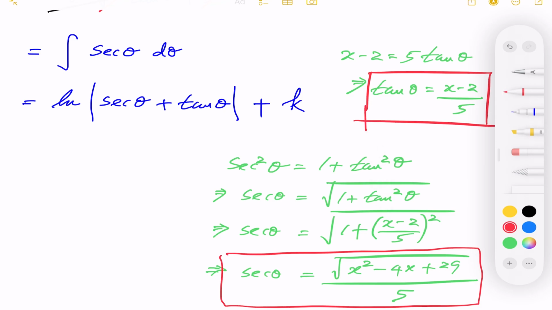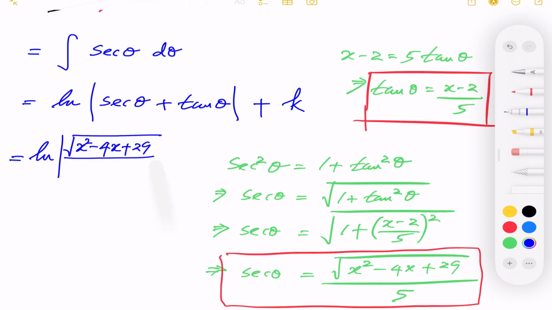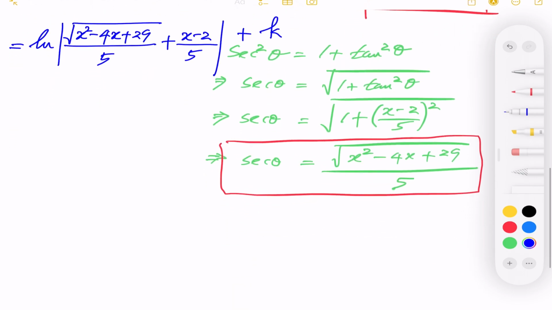So let's go ahead and substitute those things in the final answer. Our final answer should therefore be equal to the natural logarithm, absolute signs, secant theta, which is the square root of x squared minus 4x plus 29, all that divided by 5, plus tangent theta, which is x minus 2 divided by 5, close absolute signs, and we also have the constant k. Well, this can be simplified some more. That is because we have the same common denominator in these two places, so I will combine them and write it as a single denominator.